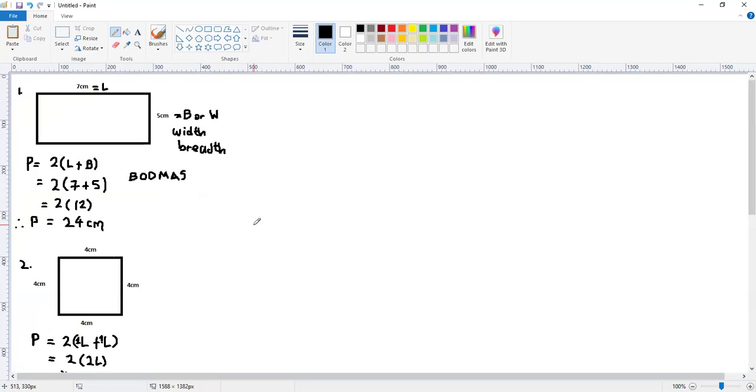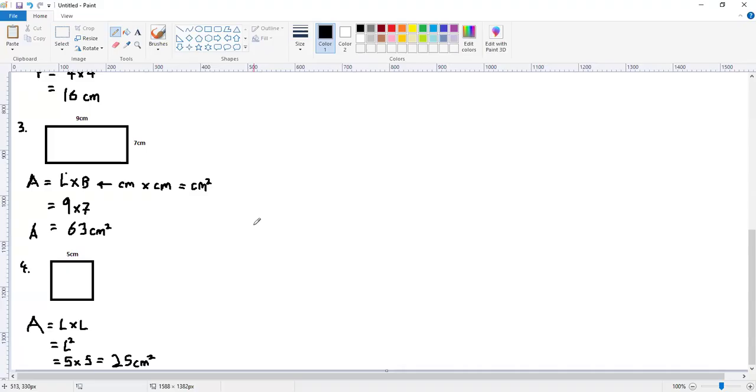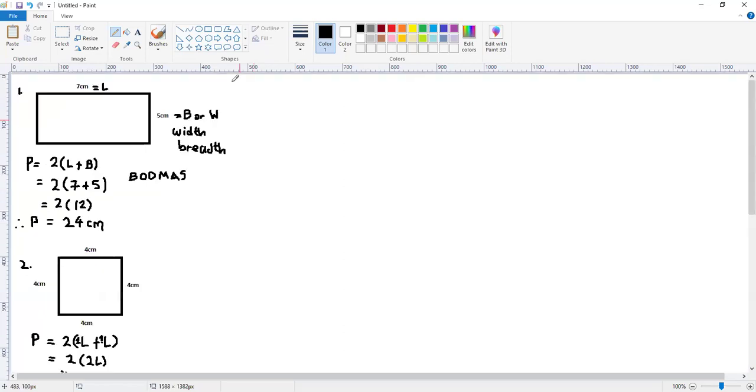Okay. Do you have any questions so far? Nope. I hope you are taking note of the formula. The formula for the area of a rectangle is length times breadth or length times width, and the formula for the area of a square is length squared. Length squared. There's no breadth, but it's a square. It doesn't have a breadth rather.